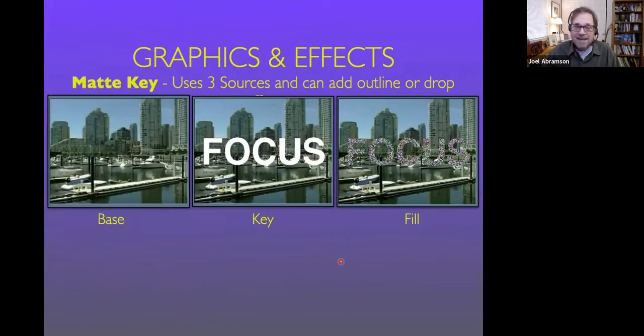And then we have the matte key, which is where we're using 3 different sources. And that was in that first panel that I showed you with the nature slide. That was a matte key. So we have a base picture. The key source is right here. And then we've decided to fill in the key source since we're using kind of a luminance key. Well, that's easy to fill. So we filled it with this kind of grainy stuff.